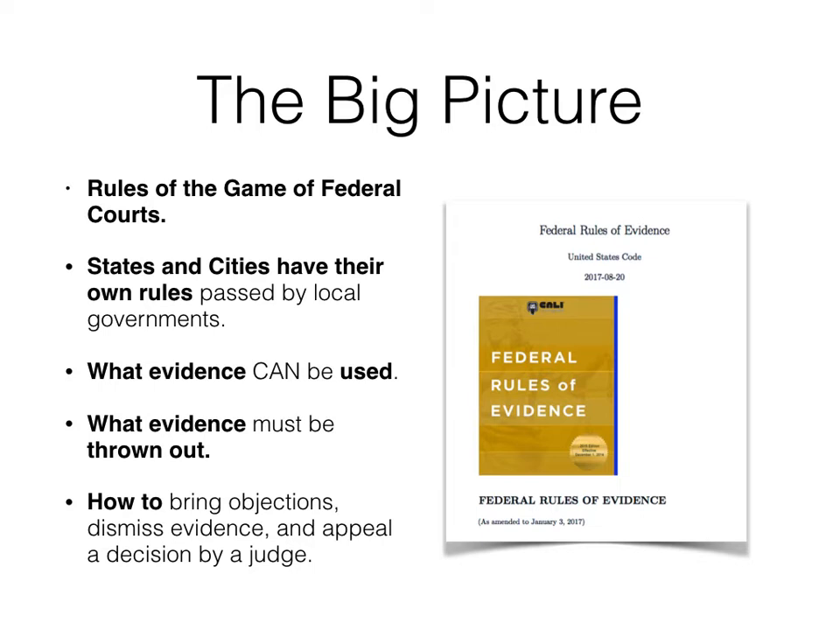These rules are all about what evidence can be used and what evidence must be thrown out. In other words, what a judge must throw out. So this book is mostly talking about how to bring objections, how to dismiss evidence, and how to appeal a decision about the evidence by a judge.